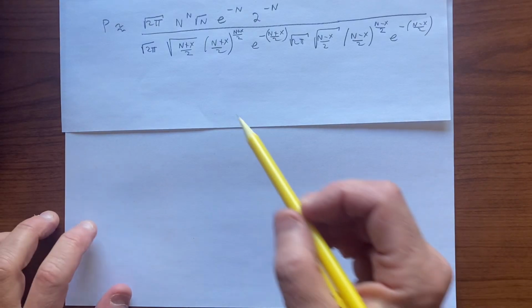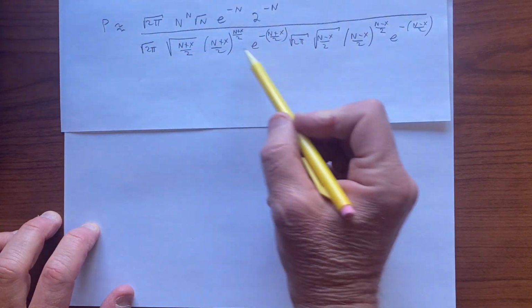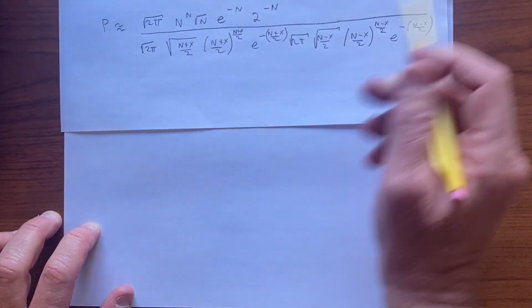Okay, so in the last video, we ended here. We used the Stirling approximation. We have the probability in terms of all of this. And now let's simplify that.